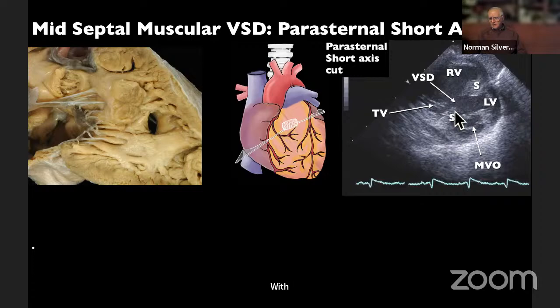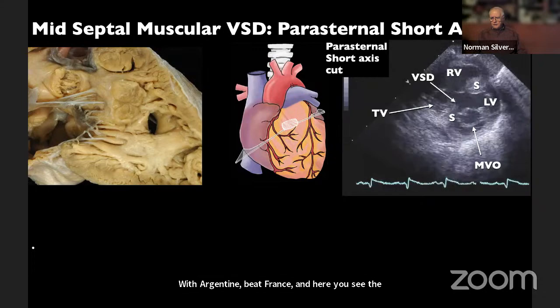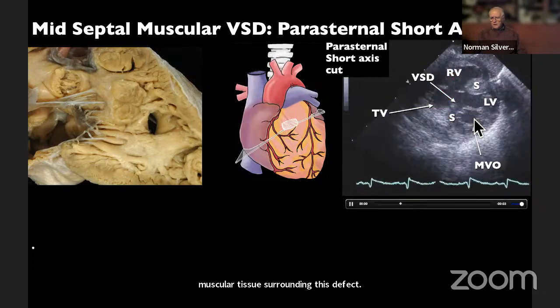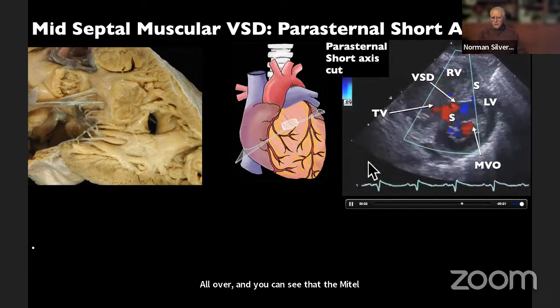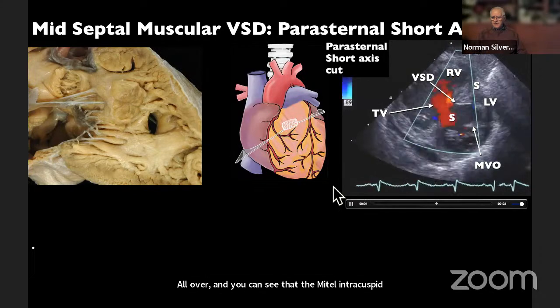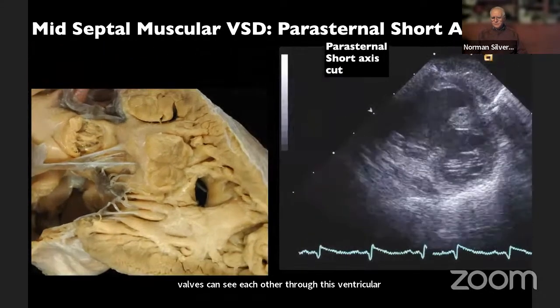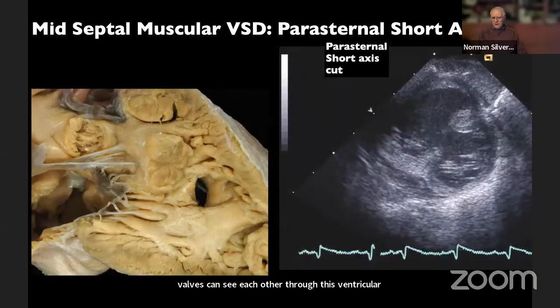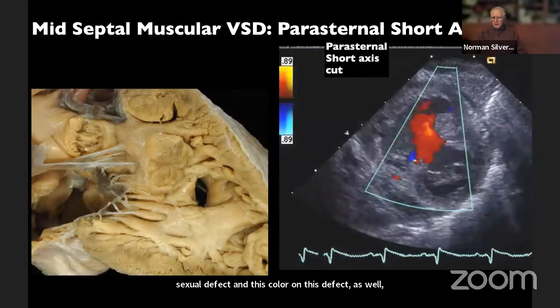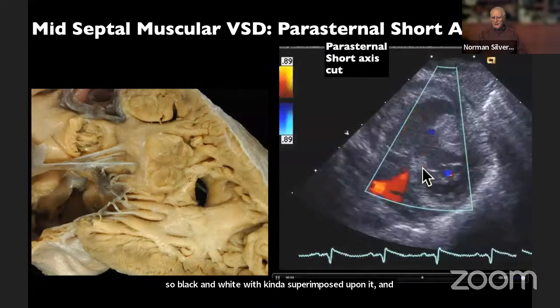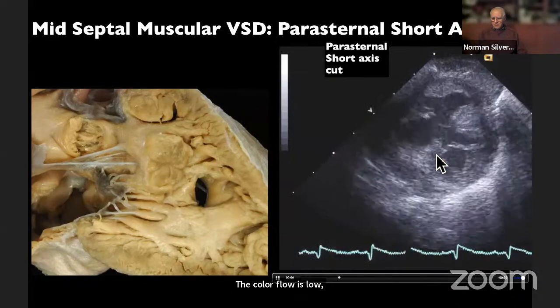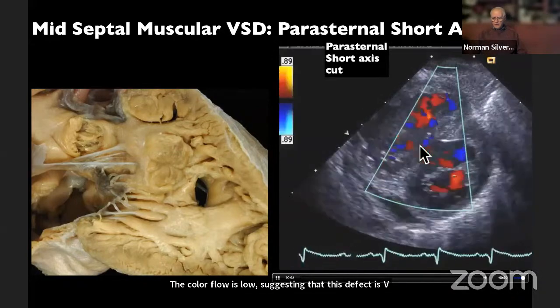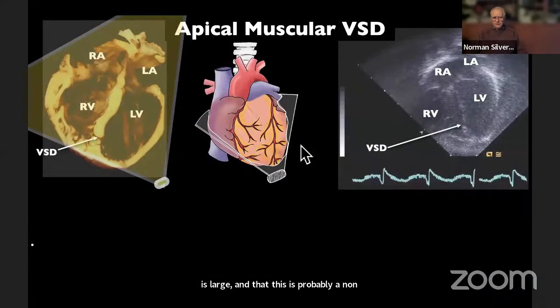And here you see the ventricular septal defect with the components of muscular tissue surrounding this defect all over. And you can see that the mitral and tricuspid valves can see each other through this ventricular septal defect. And there's color on this defect as well, so black and white with color superimposed upon it. And you can see this is a systolic shunt, and the color flow is low, suggesting that this defect is large and that it is probably a non-restrictive ventricular septal defect.